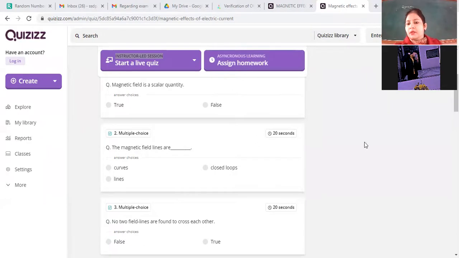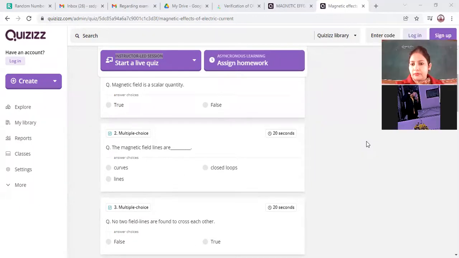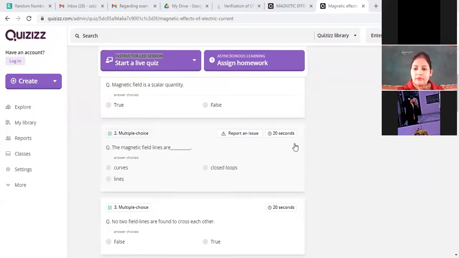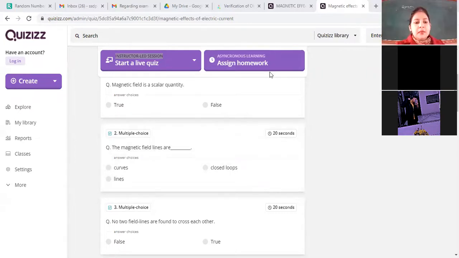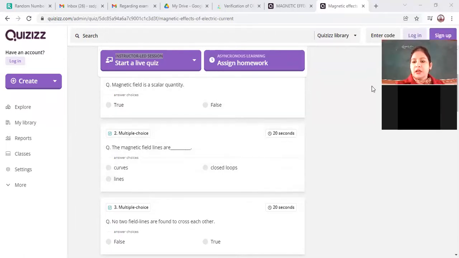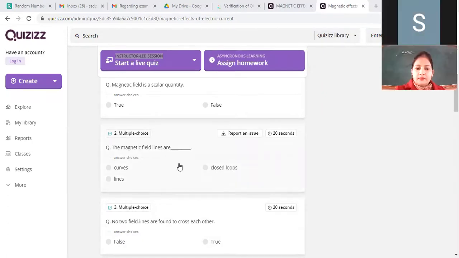Raise hand. Who knows the answer? Magnetic field is a scalar or a vector? Yes, Rishit. Ma'am, false, vector. Yes, magnetic field is a vector quantity. So this is false. Magnetic field lines are curves, closed loops, or lines. Magnetic field lines are what? Yes, Shantanu. Closed loops. Magnetic lines are closed loops.